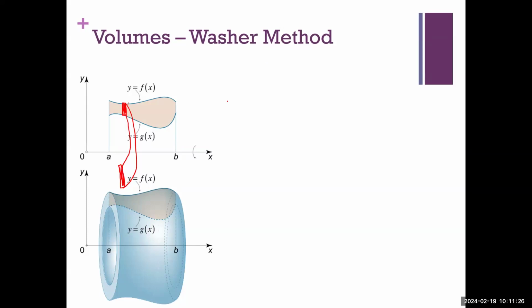So really the things we're finding volumes of, let me write down what we talked about for the disk method. It's the integral from a to b of pi times whatever the function is squared dx. So that's the disk method. What does the washer method look like? It's a little bit different.